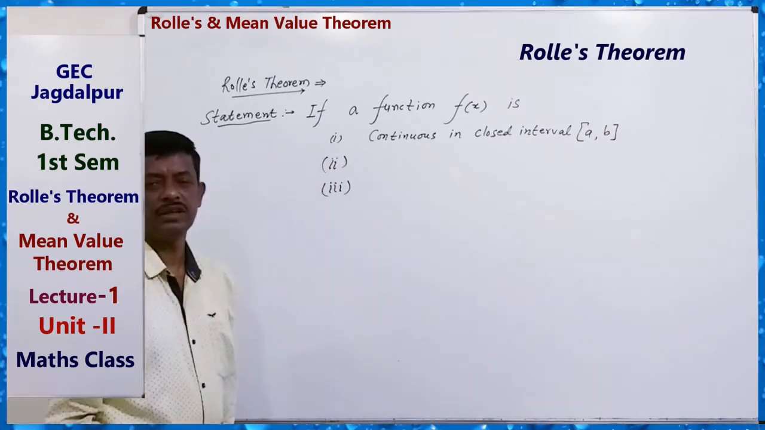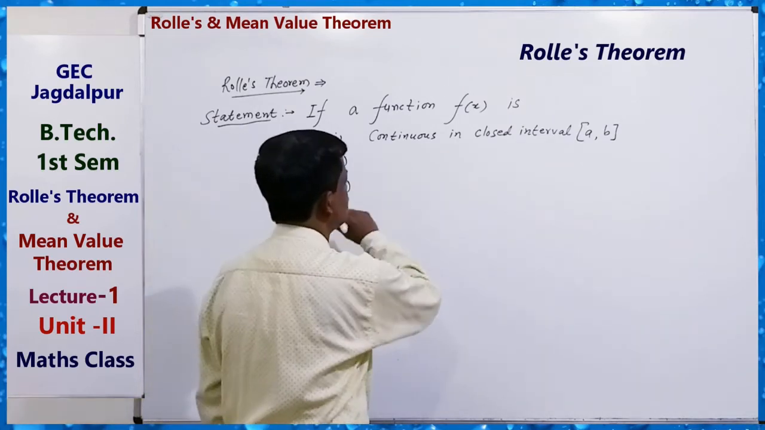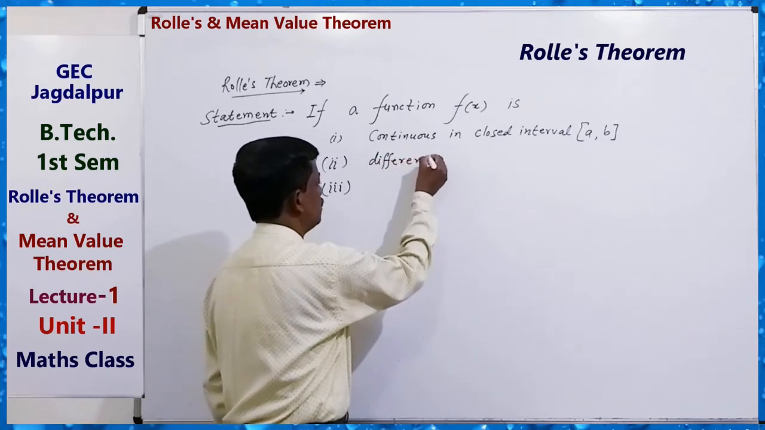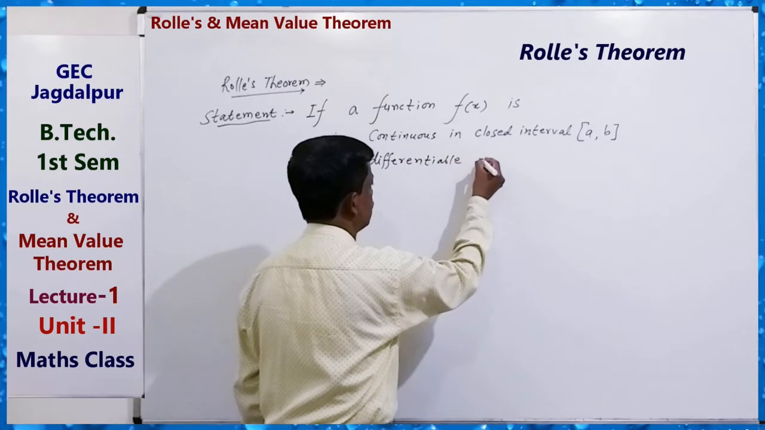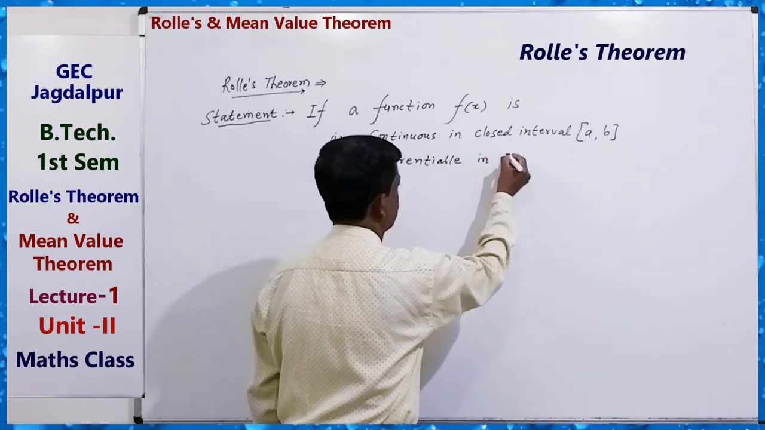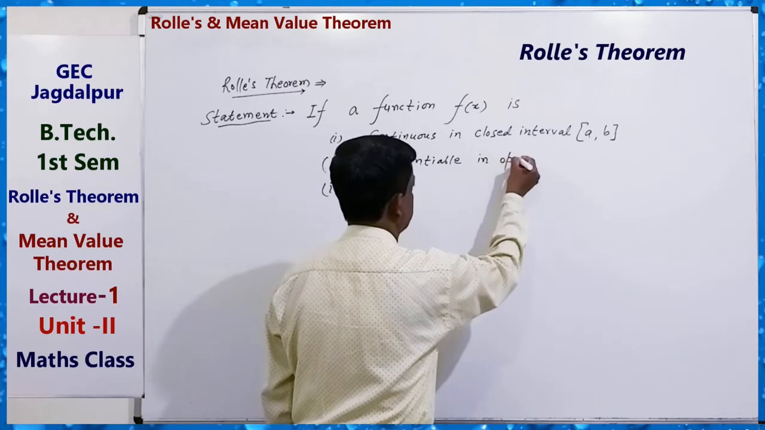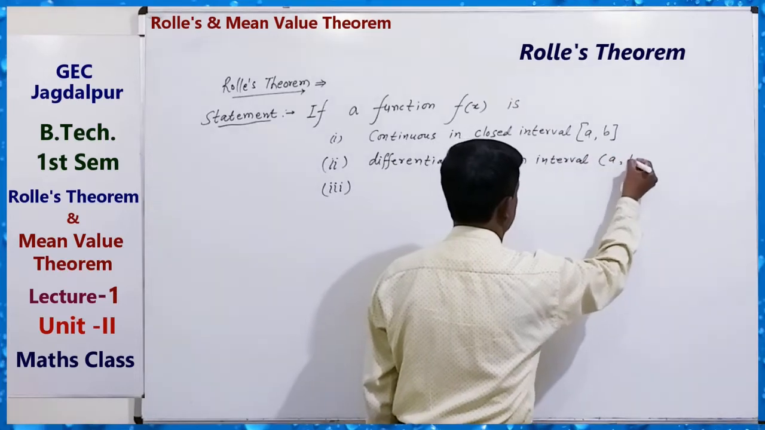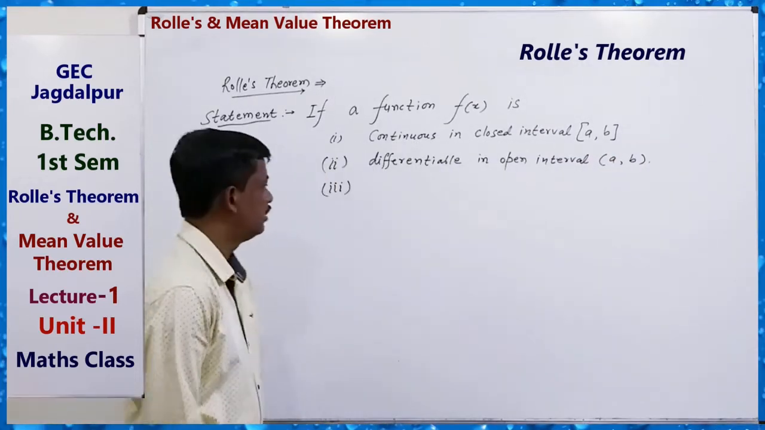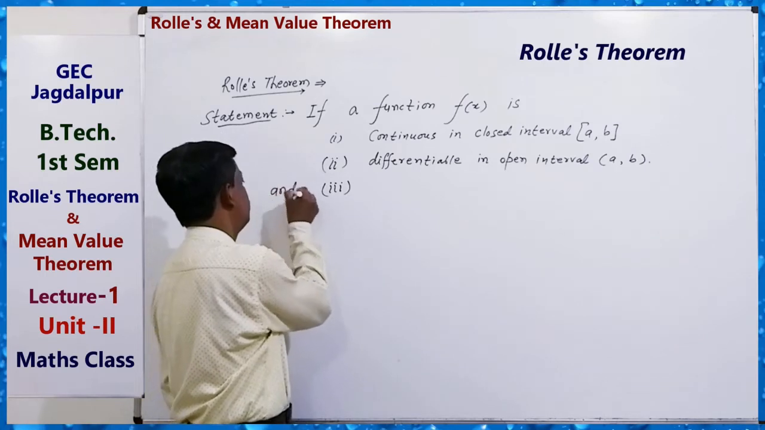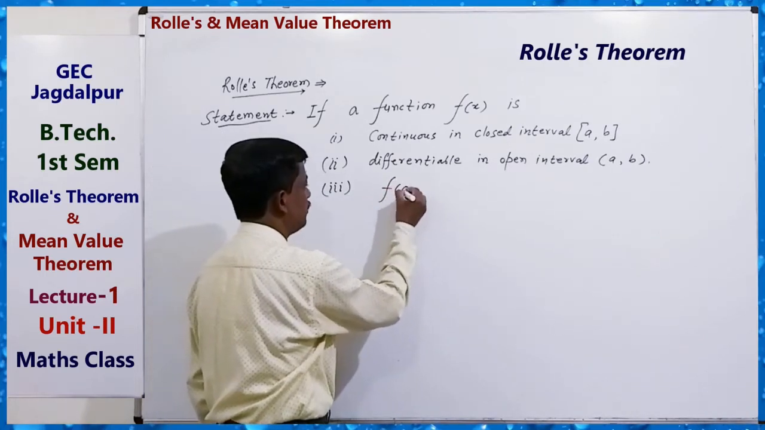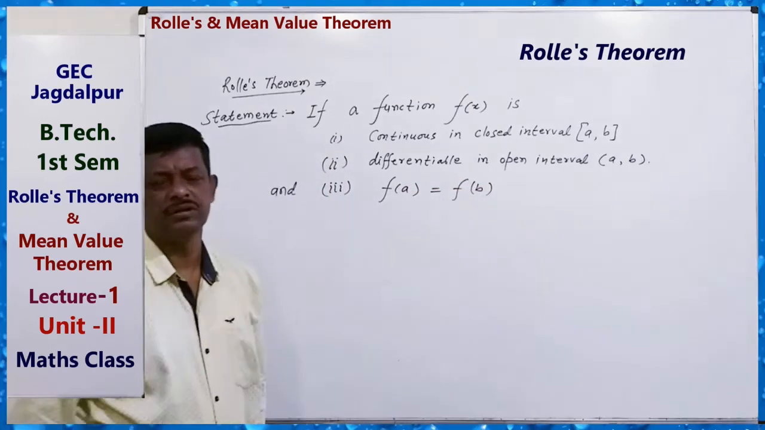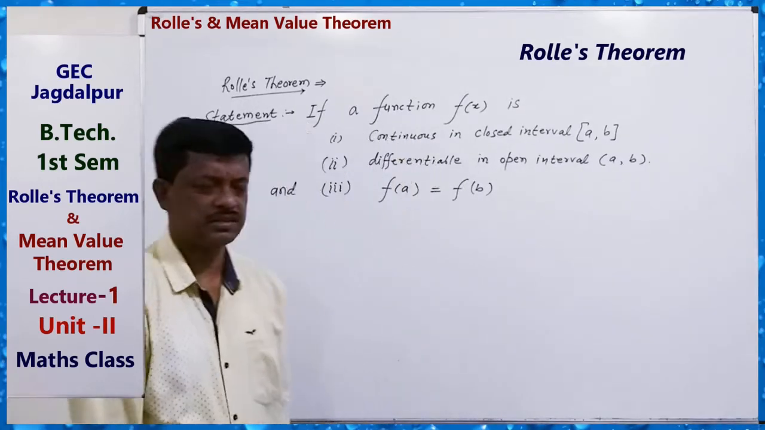Suppose there is a closed interval [a, b]. In this interval the function is continuous, and second, it is differentiable in the open interval (a, b). And also, the third condition is f(a) equals f(b). I think you have studied this theorem in your previous class.